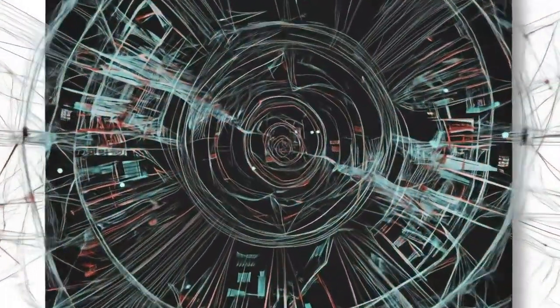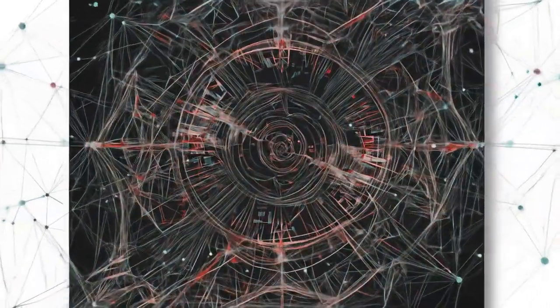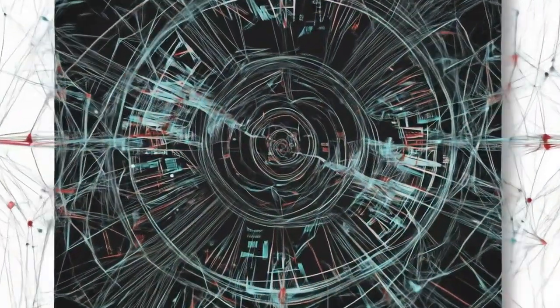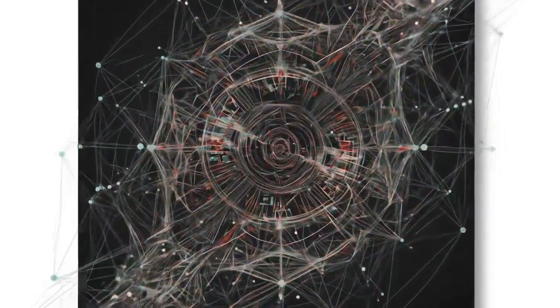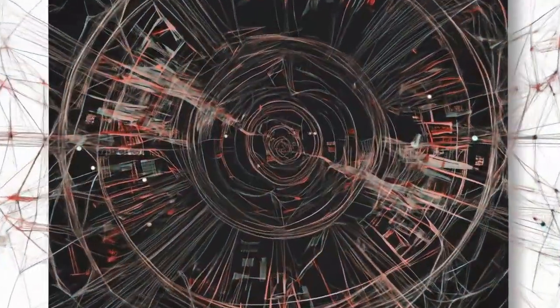GNNs are deep learning models built to work directly on graphs. They use the graph structure, the connections, to figure out how information should flow and combine. They're used for all sorts of things, like predicting molecule properties or recommending friends on a social network. So how do they actually work? How do they use the structure?